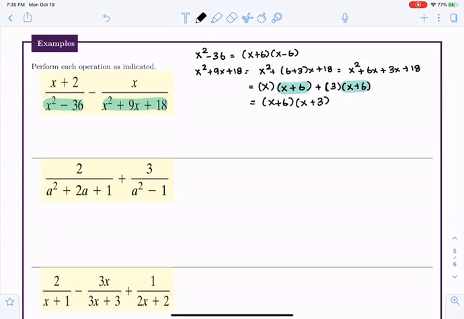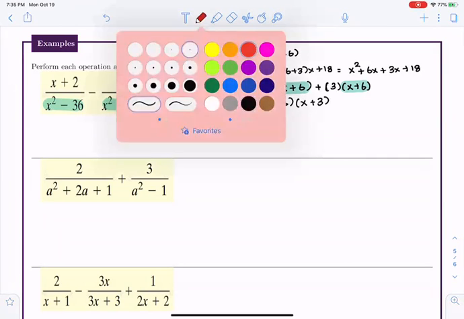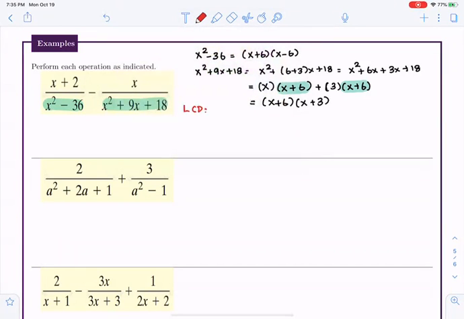So the least common denominator, I have x plus 6 as a factor in both terms. So x plus 6 is part of the LCD. I see x minus 6 here, but x minus 6 is missing in the other denominator. So x minus 6 is a factor. And I see x plus 3 here. x plus 3 is missing in the other one. So x plus 3 is part of the LCD.